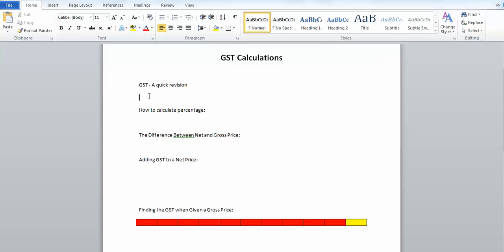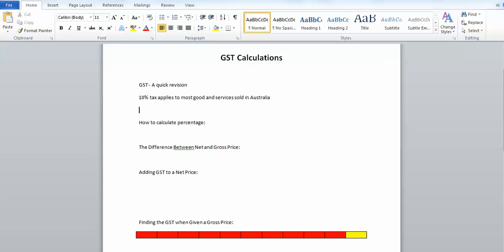Let's have a quick look at what the GST is. GST is a 10% tax that applies to most goods and services sold in Australia. There are some exceptions. For example, some fresh foods don't have a GST on it. Education doesn't have GST on it. Some health services don't have GST on it.